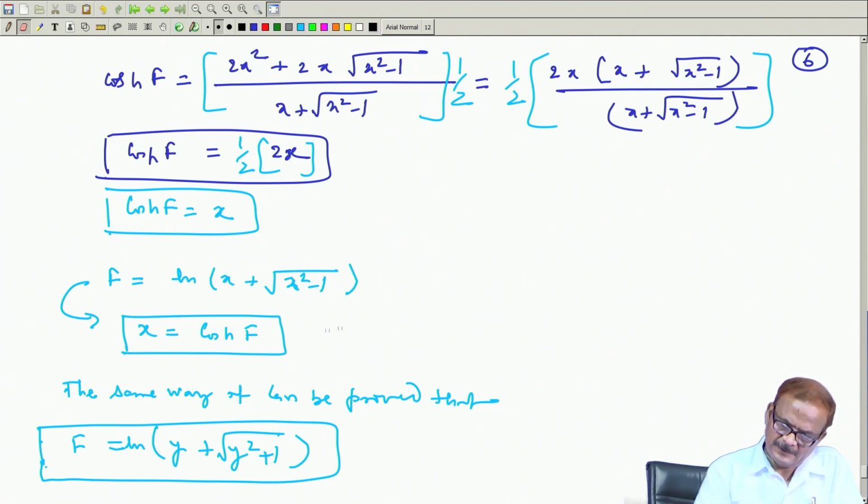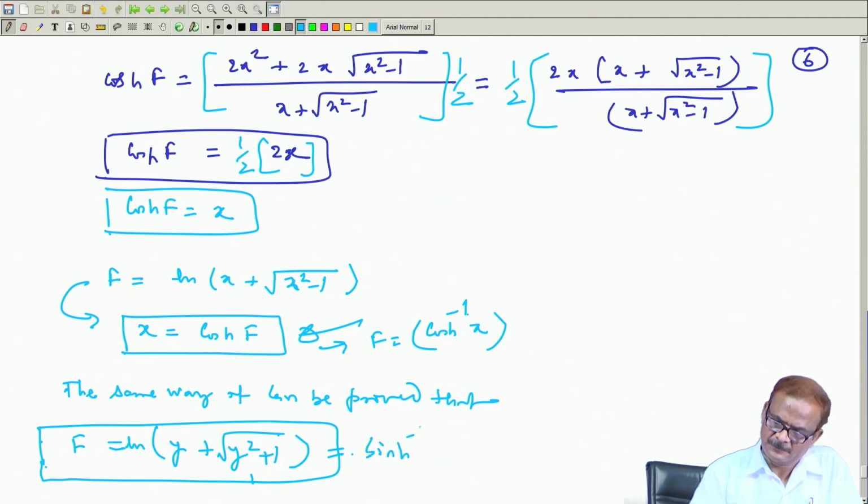and the way we have proved here in this place, the same way here it can be written as. So, here f then becomes cos hyperbolic inverse x. So, in this place then f becomes sine hyperbolic inverse x, and this is left to you as an exercise.